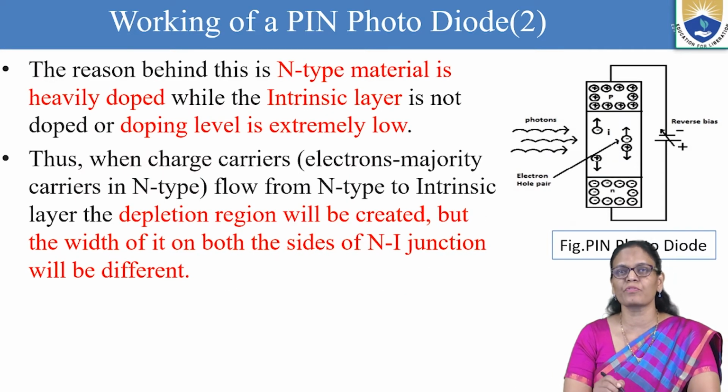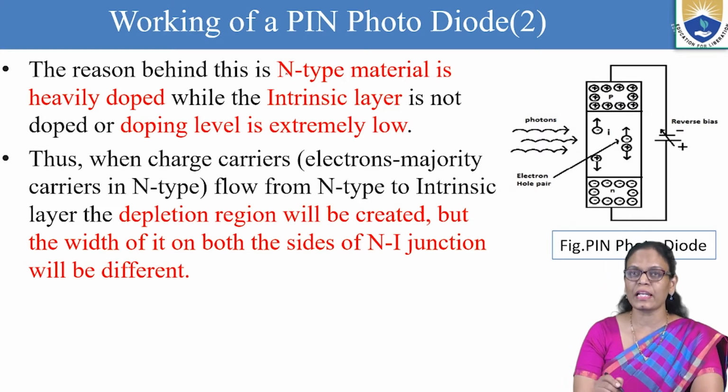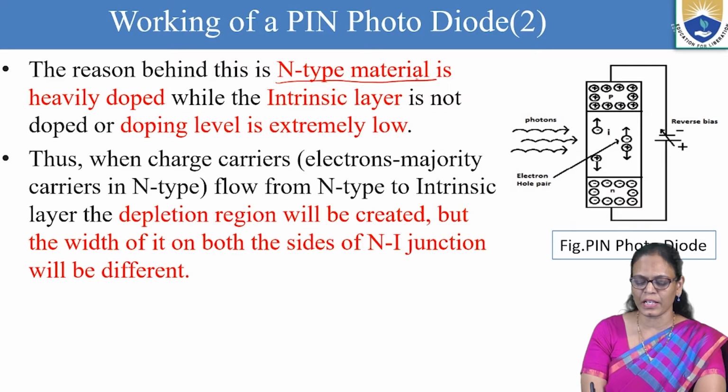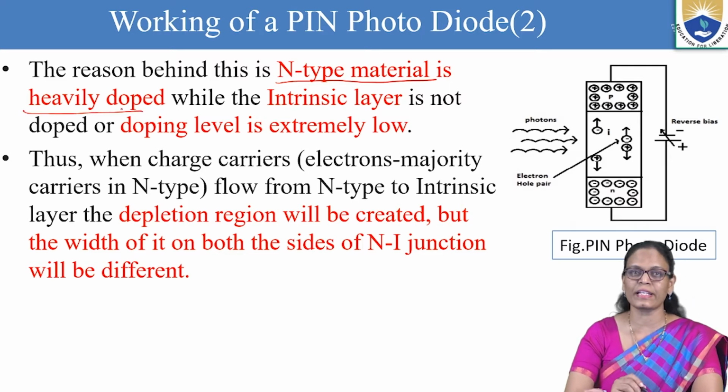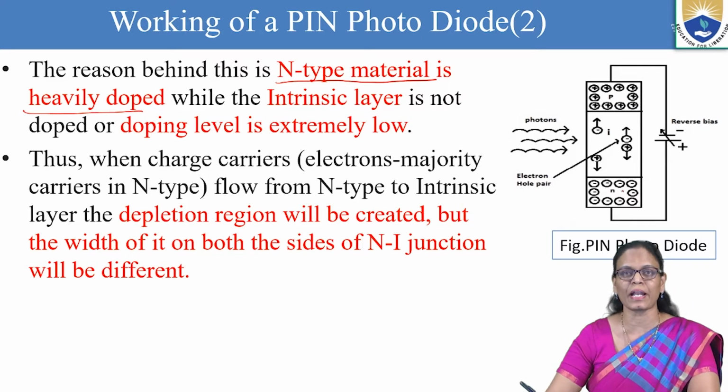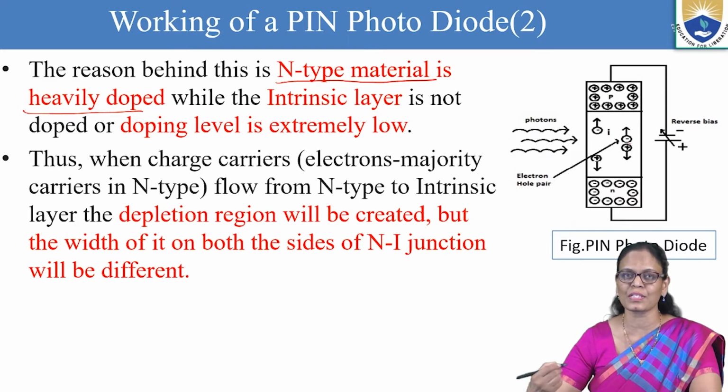What is the reason for the variation in the width of the depletion layer? The reason is that the N-type material is heavily doped. We have already discussed that when we take the P-type and the N-type, they are heavily doped. So when they are heavily doped, what happens? The movement of charge carriers is also more, so the width towards the N side is always more.